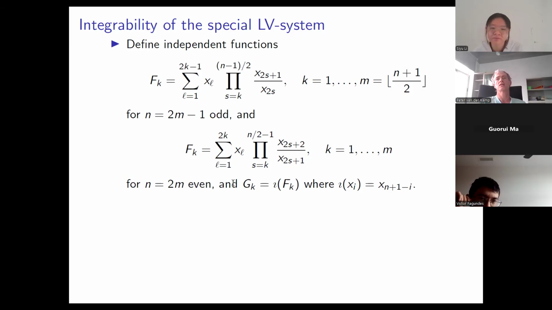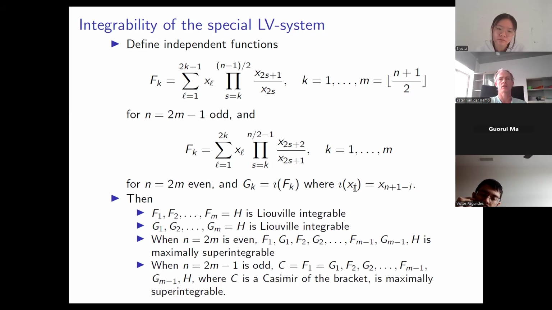And then there's another set of integrals because we have an involution on the space. We can swap the variables x_{n+1-i} with x_i. We just swap them, and then we can insert that in the functions f. We get new functions g that are linearly functionally independent of the f's, but also integrals of the system. So here is the integrability result for that special LV system. We have that all the functions f commute with each other.